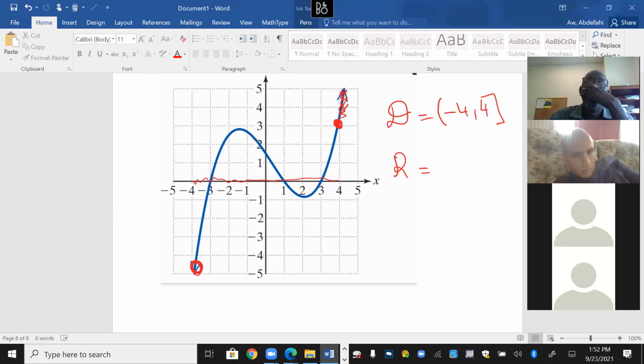From what y to what y? -5 to, -5, comma what? +3. You see, my range goes from here all the way to here, right? So now, is it open or closed at -5? I think it is open, right? Is it closed at +3? I think it is closed. It's (-5, +3]. Okay.